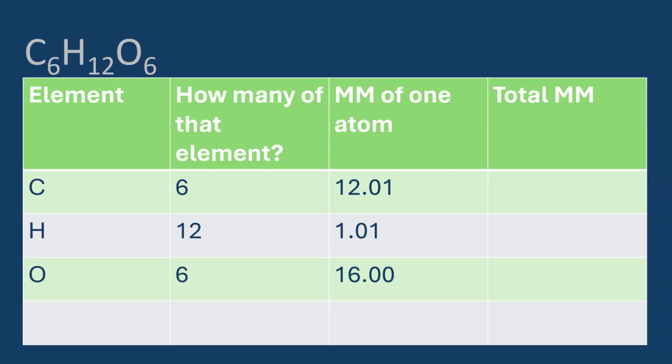To figure out the contribution, simply multiply the number of atoms present by the molar mass of an atom. For carbon, that would be 6 times 12.01. For hydrogen, that would be 12 times 1.01. And for oxygen, that would be 6 times 16. At this point, you simply sum all of the contributions to determine the molar mass of your molecule.